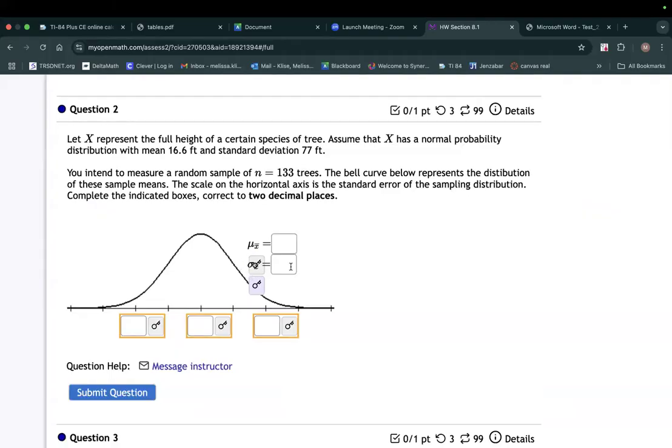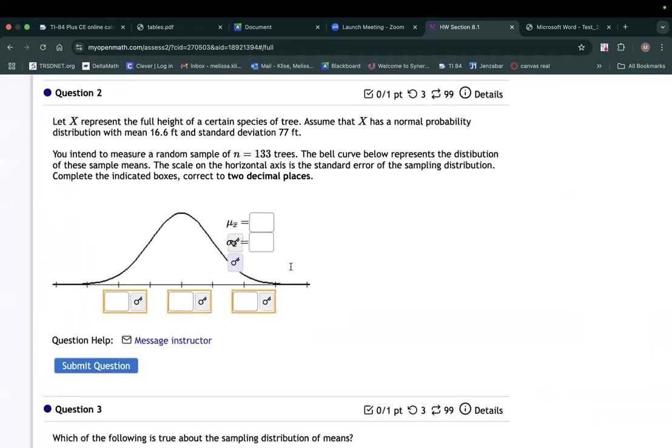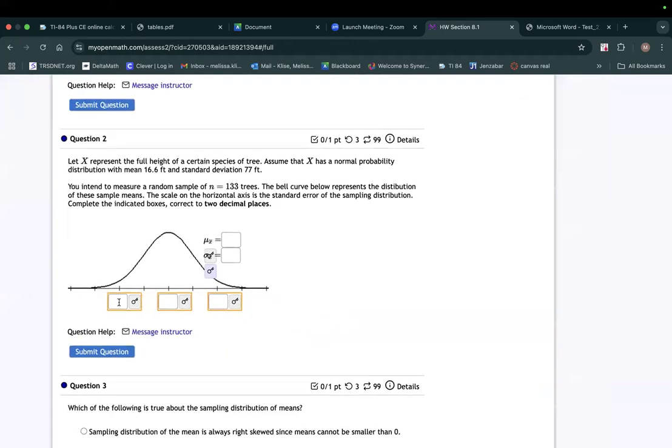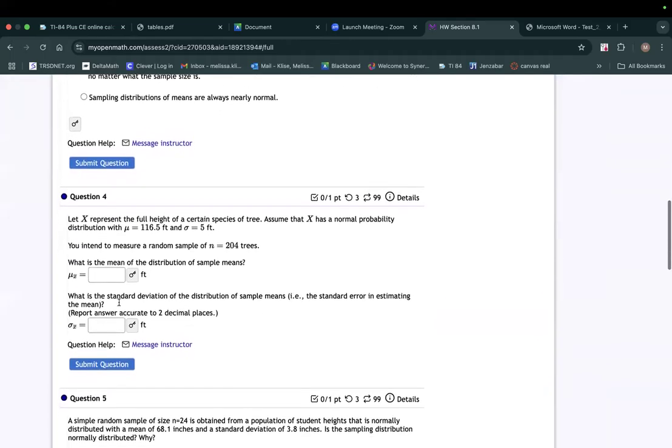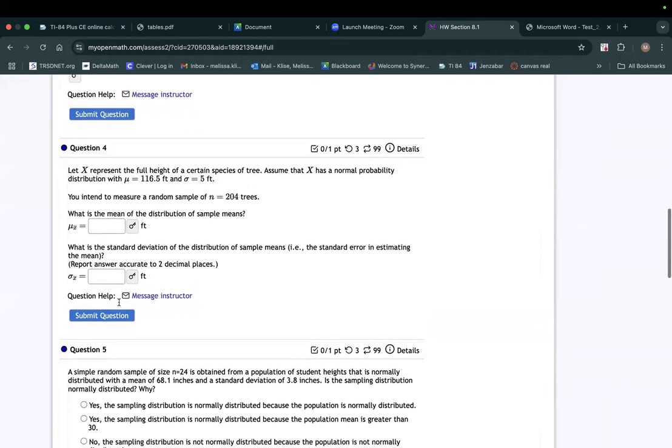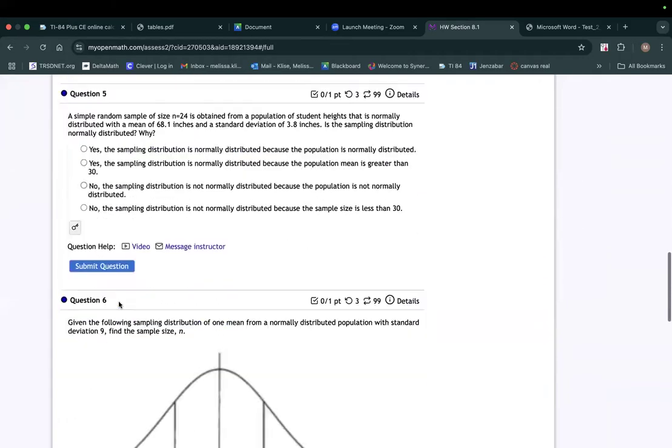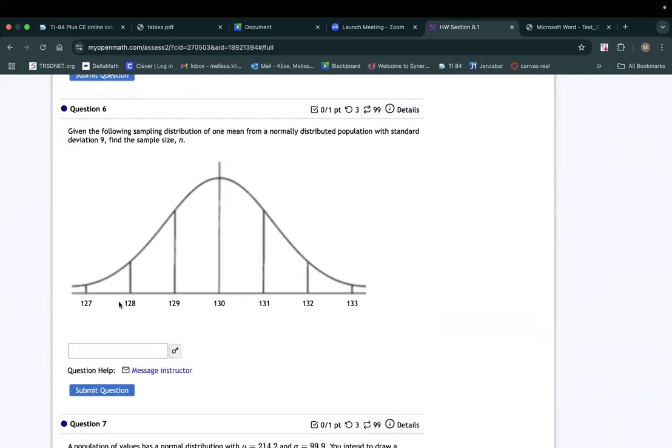So what it's looking for, it wants your mu sub x bar and your standard deviation sub x bar. This is right at the mean. This is 2 standard deviations above the new standard deviation. This is 2 standard deviations below. That wasn't the one I was looking for, but that's where I started. Okay, that's not it. This is the one right here.